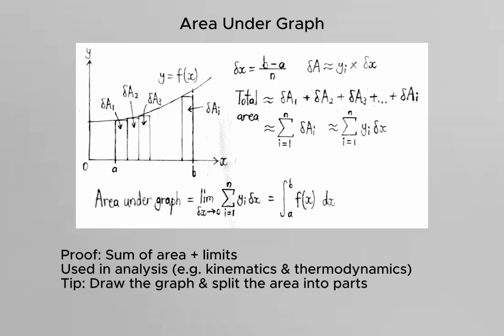Now, when you want to find area under graph, make sure you draw the graph and split the area into parts, as sometimes area at different sides of the axis will have a negative value of the area. So to counter that, you just draw the graphs, split the area, and find out how to calculate the area of each component separately.